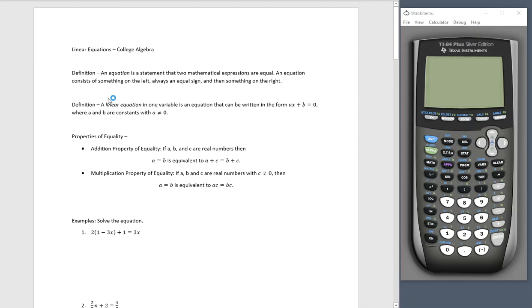Hello, and welcome to Linear Equations. This is a college algebra take on it, so a bit of a step above intermediate algebra, but definitely something that is open for everyone.